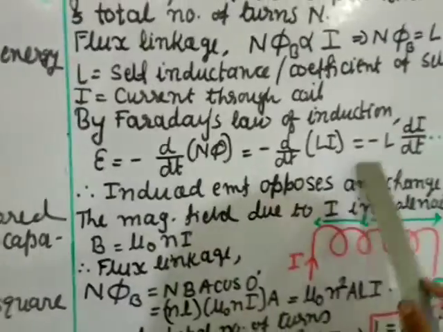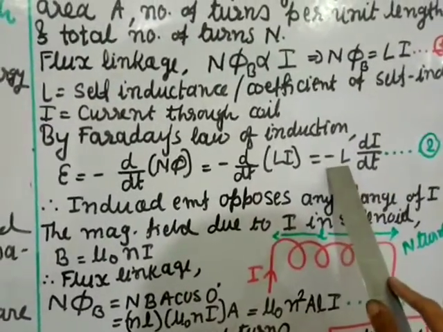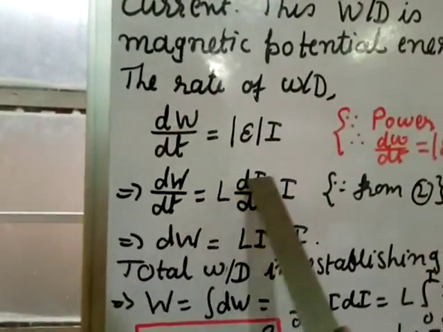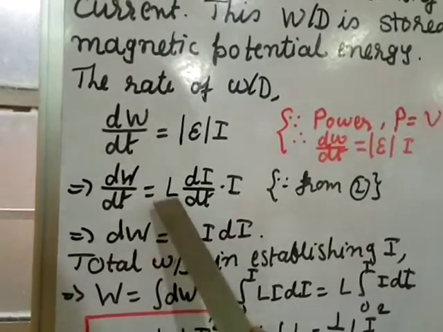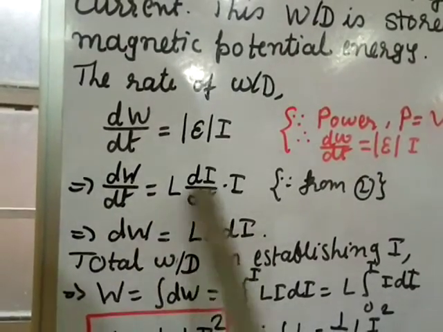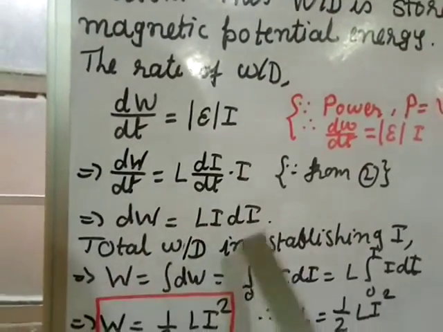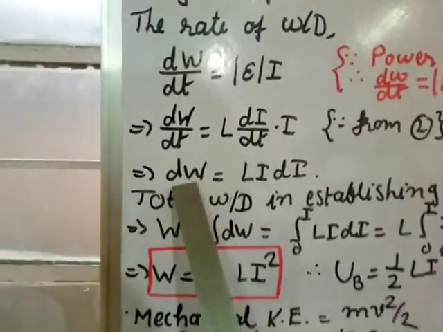Okay, E value is this one, L di by dt, but you will not take the negative sign because we will consider only the magnitude. So you write L di by dt into I. Then we have to find the total work done. So this is only dW, small work done.